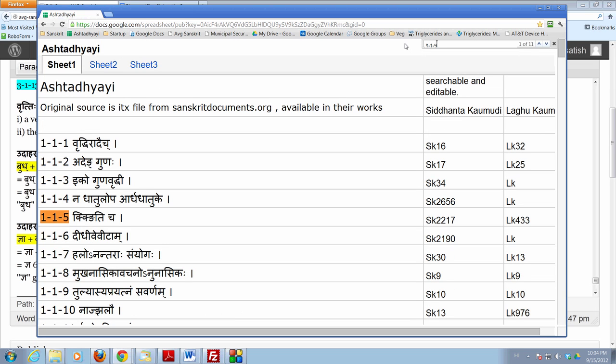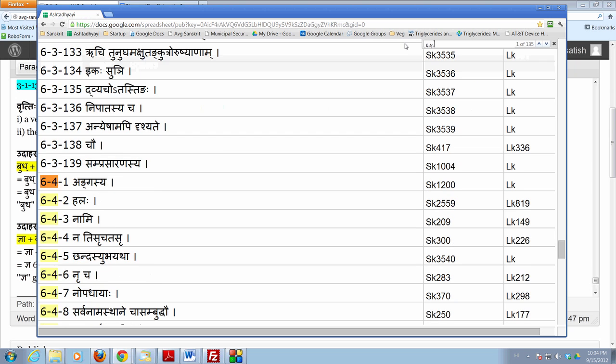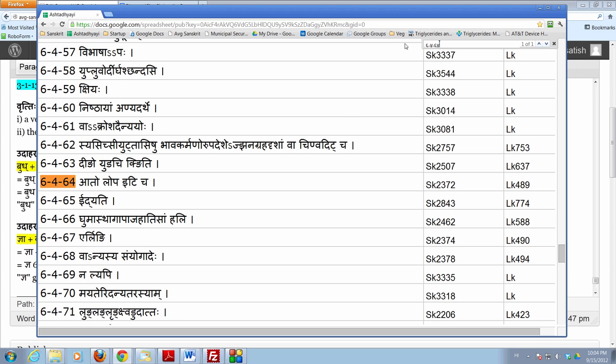Not only that, it also allows us to apply this sutram 6.4.64 ato lopa iticha. This sutram also requires the pratyaya of kit or nit. So we will see the details as we derive this form. You understand the importance of why Panini has put the kakara as an it.